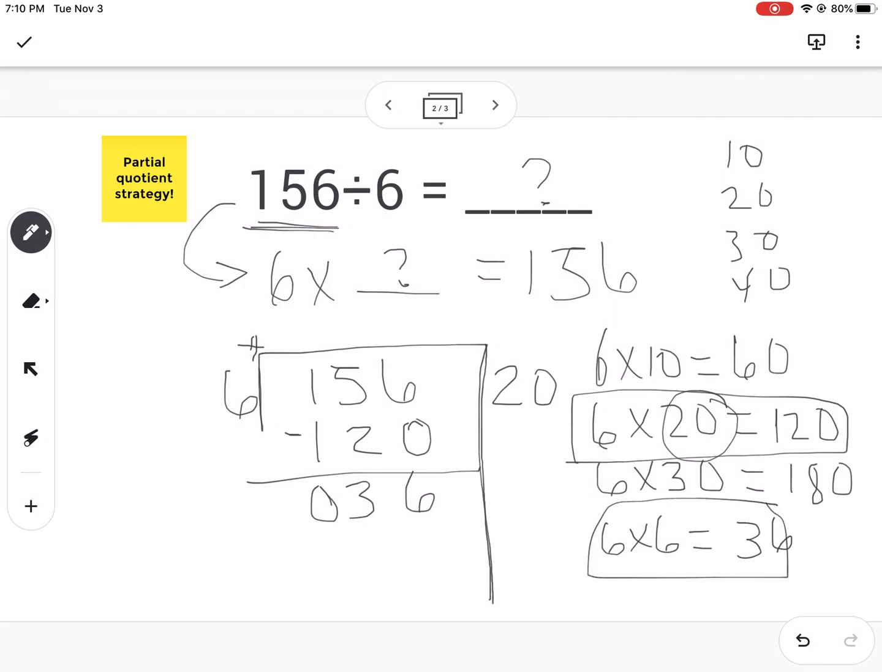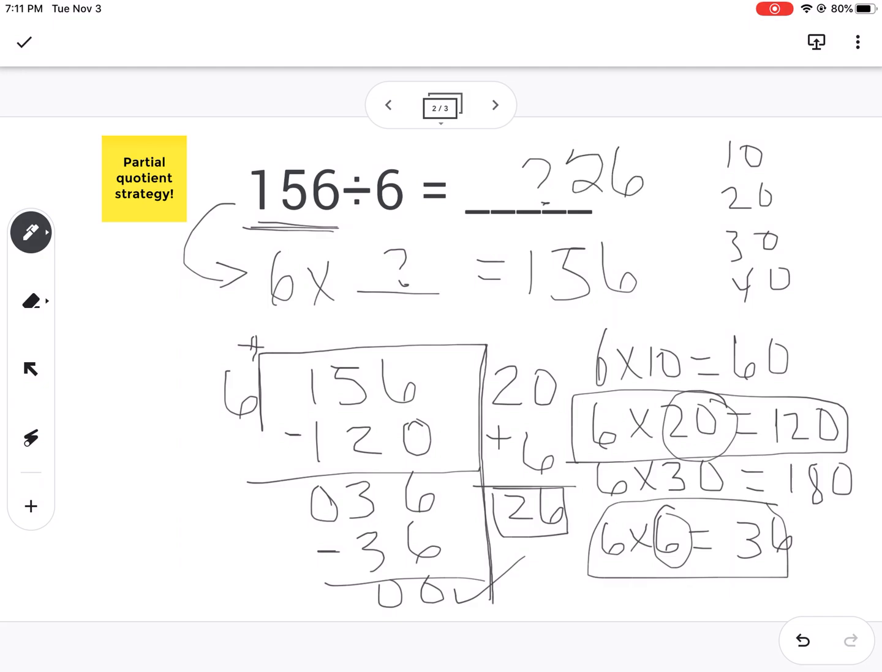I'm going to use it. Take that 6, put it right here, and I'm going to put the 36 here. Subtract. I love it when I get zeros at the end. That means I'm finished, and now I need to find my answer. I'm going to take these numbers that I was using and add them up. 20 plus 6 is 26. So that is my final answer: 156 divided by 6 is 26. 6 times 26 is also 156. So your answer is 26.